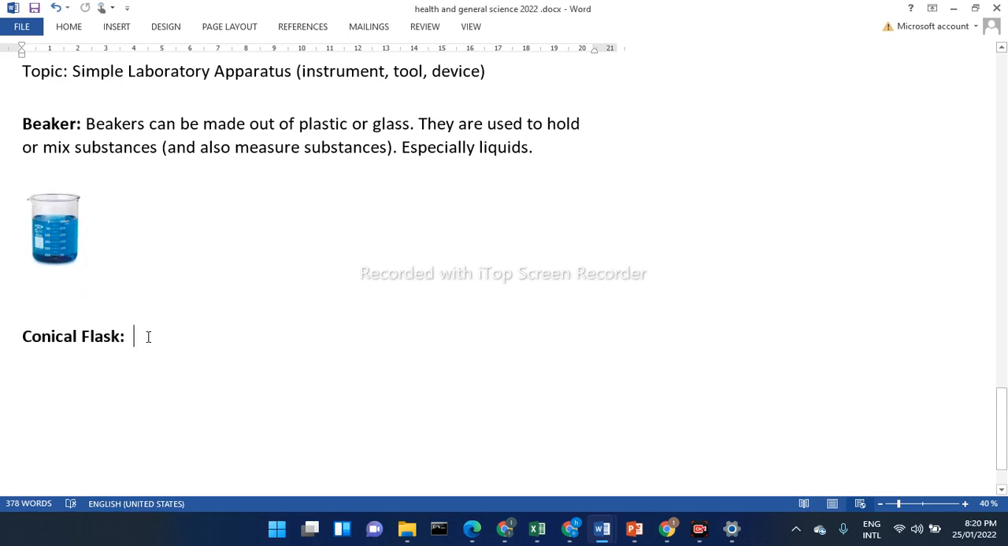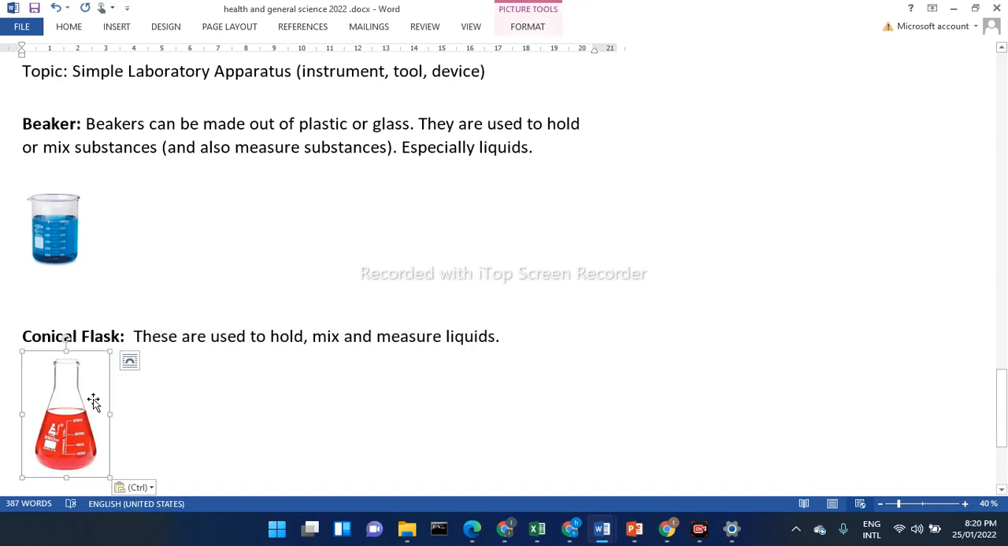Alright, so conical flask. Again, these are used to hold, mix, and measure liquids. But the beaker is used most often though, because the beaker has a more easily accessed shape.